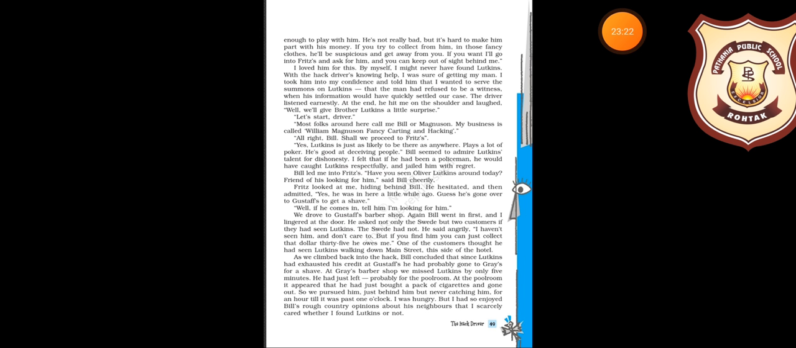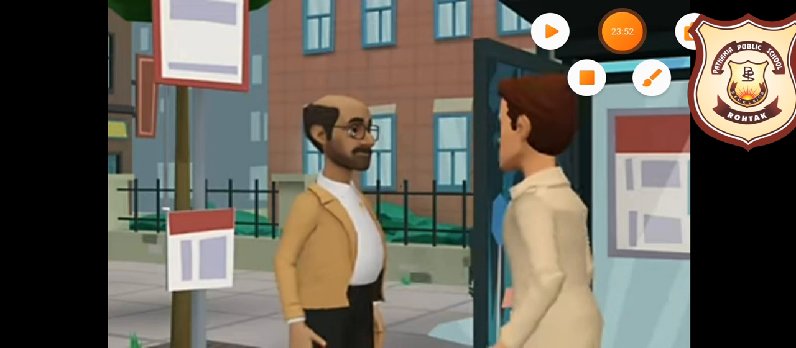So instead of the lawyer going into Fritz's shop, the hack driver went there and asked Fritz whether he had seen Lutkins or not. This shows that the lawyer did not have the confidence to talk to anyone. He should have taken charge of his own mission rather than depending on the hack driver. But see how he reacted. He made everything channelized through the hack driver only. He himself waited outside and let the hack driver go in to ask whether they had seen Lutkins there or not.